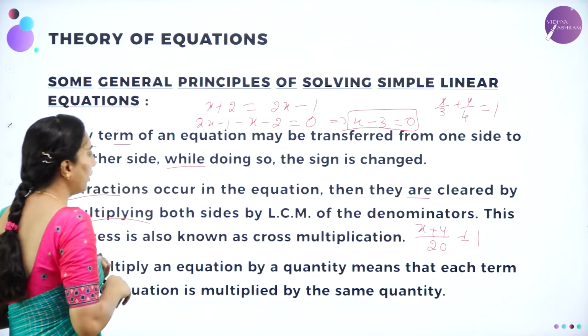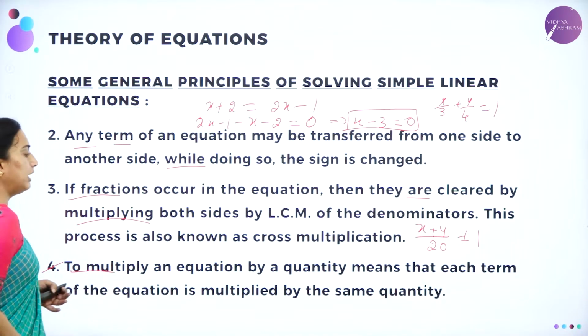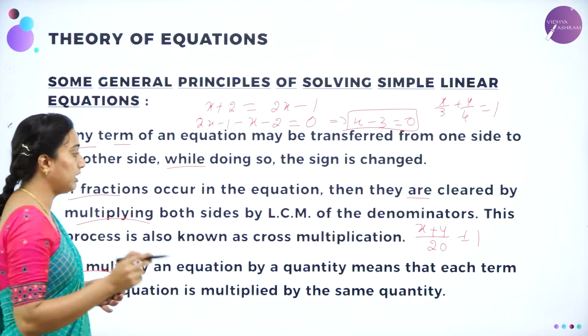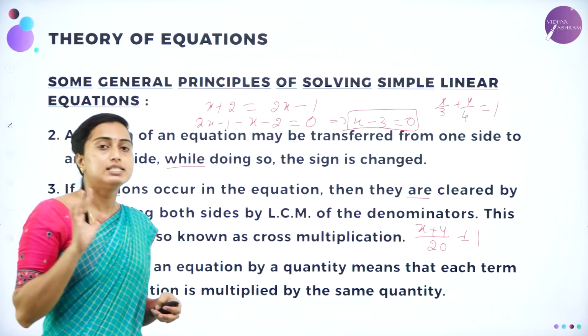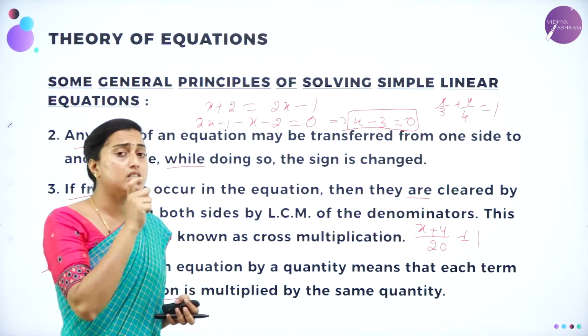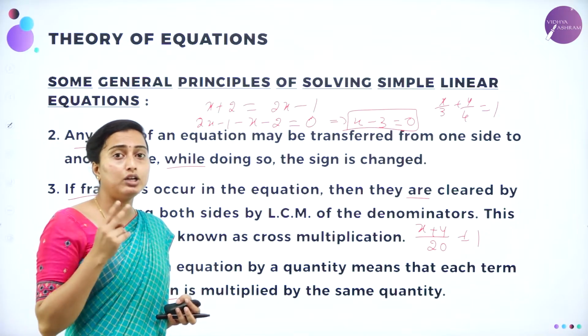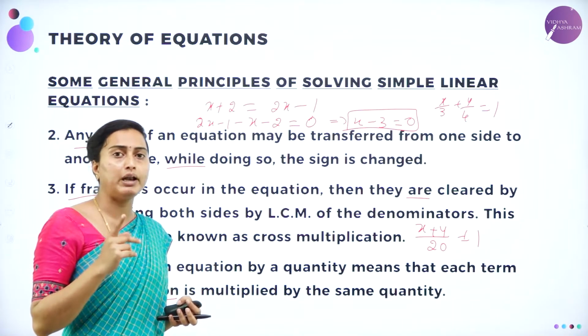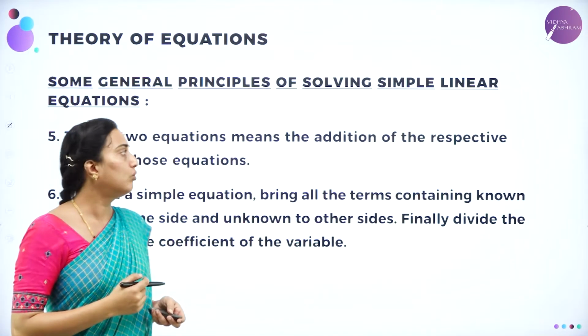So this is what you are going to have, the third rule. What about the fourth rule? To multiply an equation by a quantity means that each term of the equation is multiplied by the same quantity. So each term, both the left hand side and the right hand side, cannot be multiplied by two different constants at a time. It will be multiplied by the same constant with all the terms. That is rule 4.